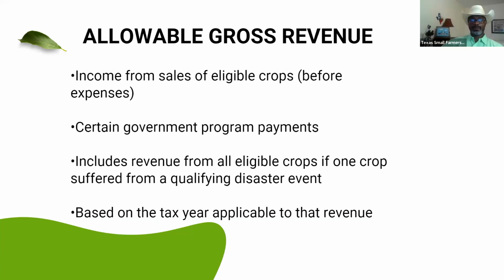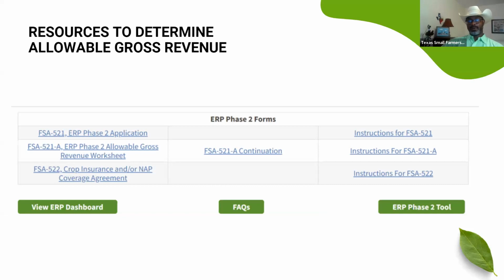All right, thank you. Within the ERP phase 2 application itself, the FSA 521, there's a very good two-page table that explains what to include and exclude as allowable gross revenue. I just wanted y'all to know that there are some tools available. It's important to remember that your gross revenue must exclude the sale of any livestock or livestock products. That's not a part of this emergency relief phase 2 program.